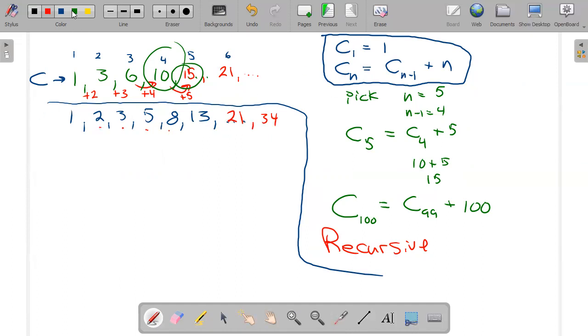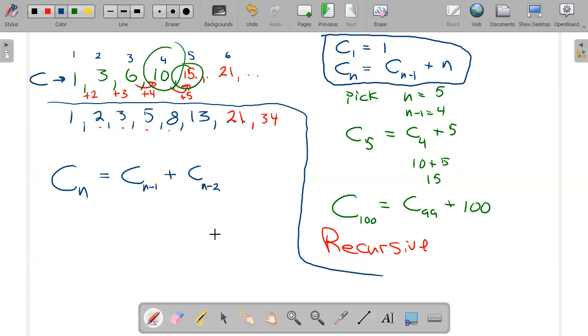So the formula for that would be, to get some particular term at position n, go to the previous position. So if we're at n, the previous position would be n minus 1. Notice we use a subscript for that here. I also need the term before that, 2 terms back. So that would be n minus 2. That's it, just add those 2 terms.